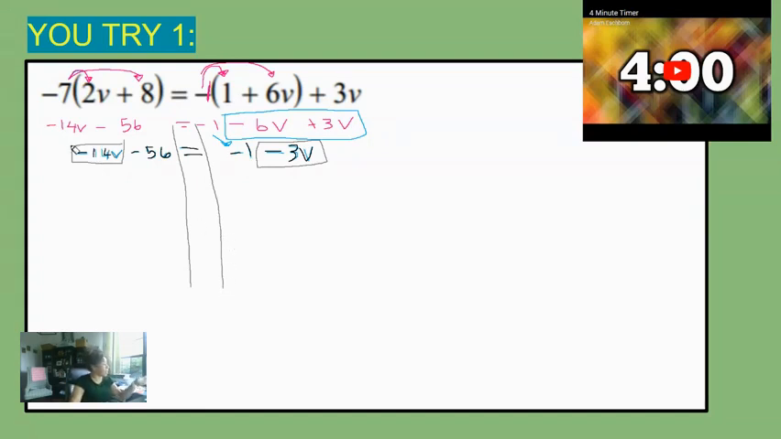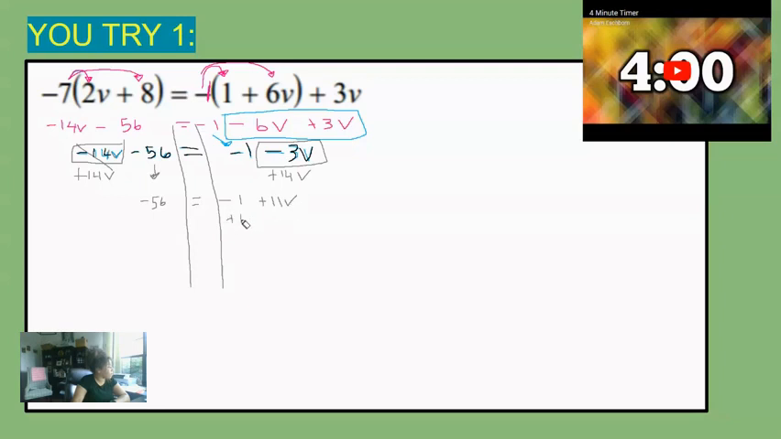So now I'm going to work with my variables. I'm going to get my variables on the same side. So I'm going to add 14v to both sides. This will allow me to cross this out and bring down negative 56, which equals negative 1 plus 11v.